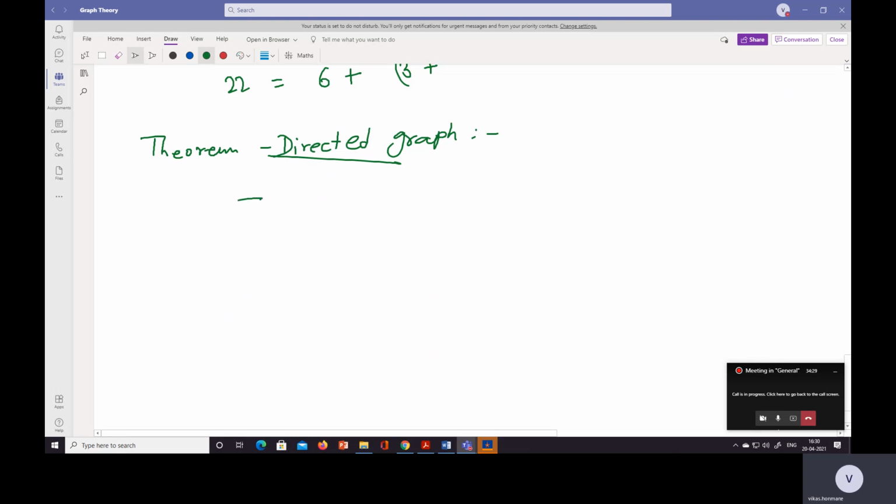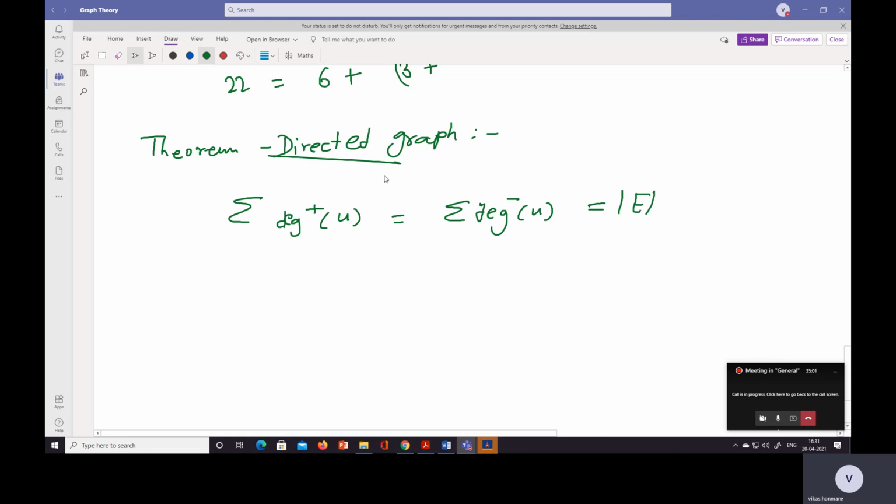Okay, so out degree of u is equal to in degree, and it is equal to the number of edges. Okay, so this is the theorem. Out degree is equal to in degree is equal to number of edges.